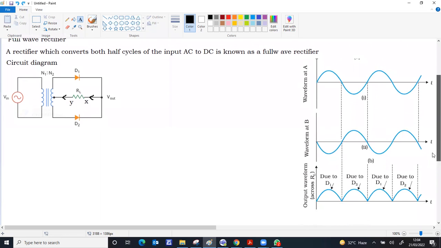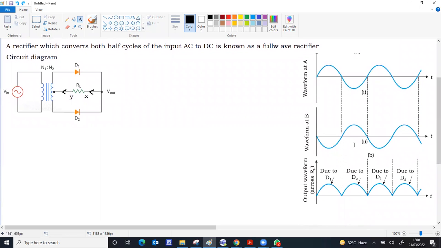Now we check the input and output waveforms. The first graph represents voltage at A. Whenever A is positive, B will be negative. Alternately, A becomes negative and next B becomes positive. So this is the voltage at A, positive, same time B is negative. Now A becomes negative, B becomes positive. So it's alternating in terms of the polarity direction.